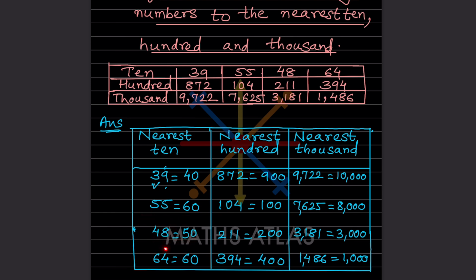Now look at this number. This is the ones place. Ones is less than 5. Less than 5 means it is going to be 0. And this, of course, is going to be the same, 60. Okay. Now for the nearest 100.